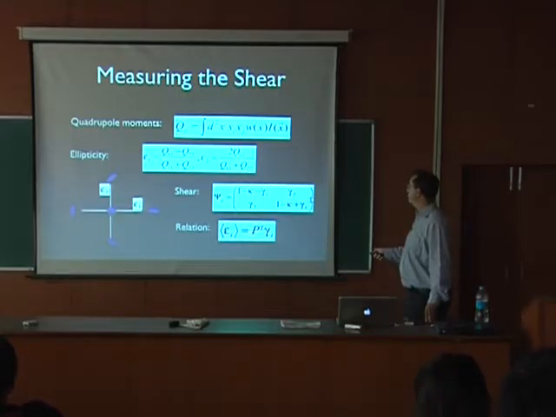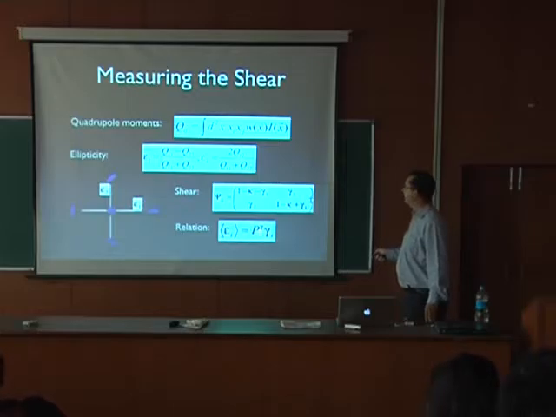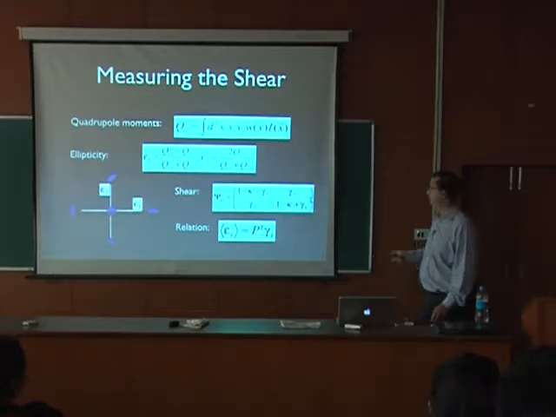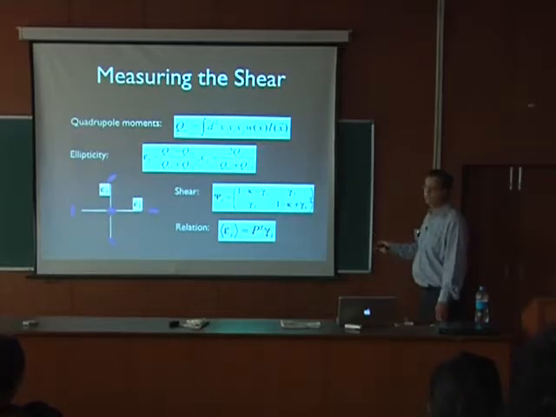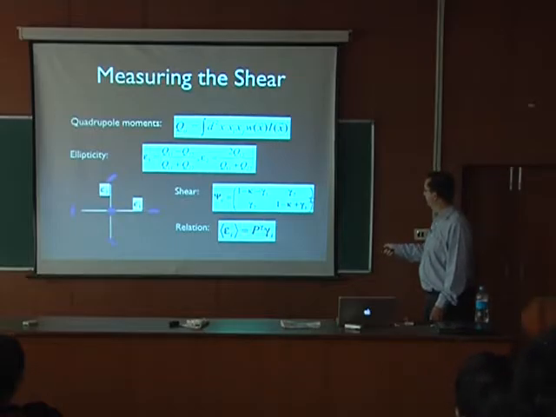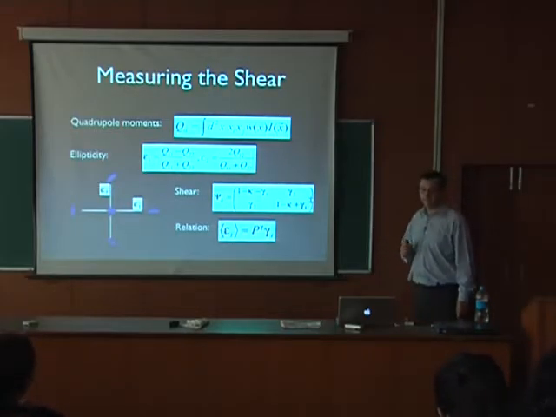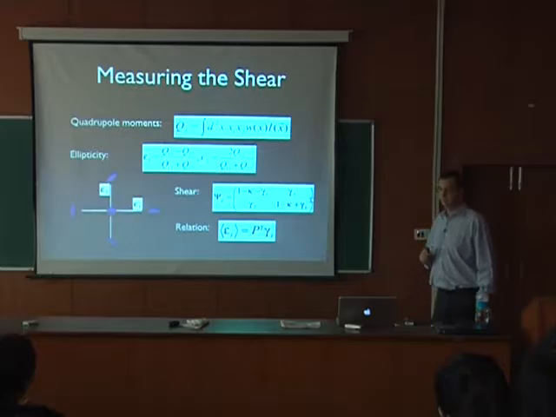Okay? And one can show that the susceptibility tensor can be expressed in terms of the higher order moments of the source, the octupole moments in particular. So one needs to measure not only the quadrupole moments, but the octupole moments, and then we can get an estimation for the susceptibility tensor, and then from the ellipticity we can get an estimator for the shear. I'll show you that in a minute.